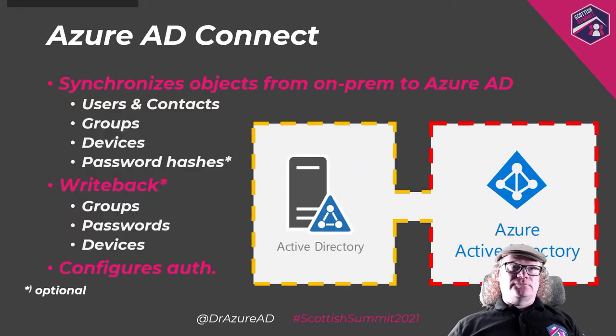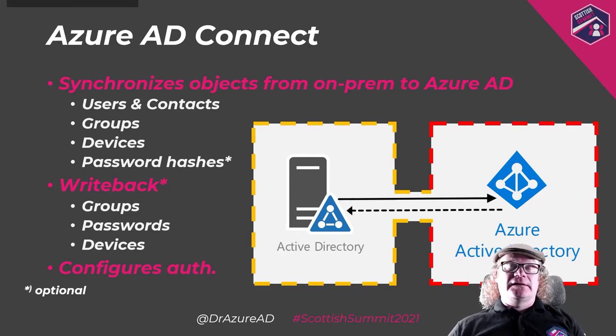Before moving on, a couple of words about Azure AD Connect. What is Azure AD Connect? To simplify things, it is the tool that synchronizes user objects, groups, contacts, and devices from your on-prem environment to Azure AD. That's what it does. Of course, in some cases you can have some kind of write-back, but that's mainly what it does. It synchronizes things from on-prem to the cloud. But it is also used to configure the authentication settings of your tenant. So that's good to remember.